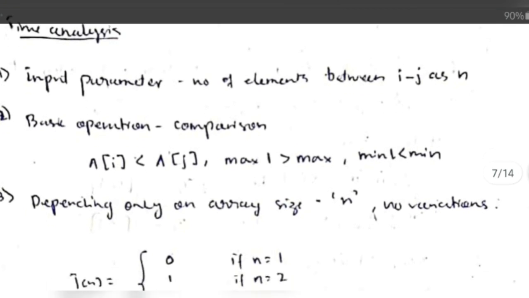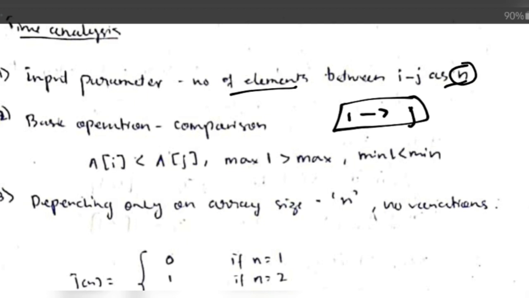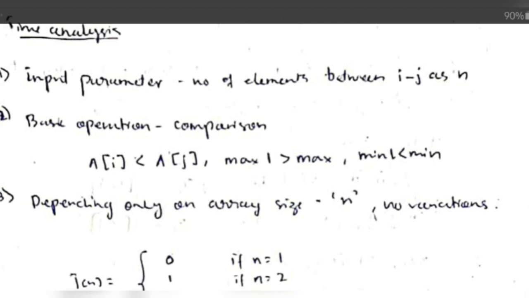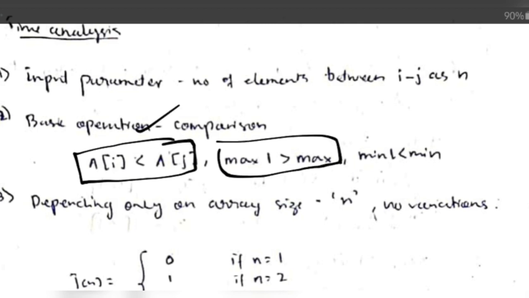Okay, and the time analysis will be, see here, what will be the input. Input is the number of elements between I and j. If this is the first position I and j is the last position, how many elements are there between I and j? N. So that will be the input parameter, and the comparisons will be 3. First one for a of I and j, and second is for max, and third is for minimum.